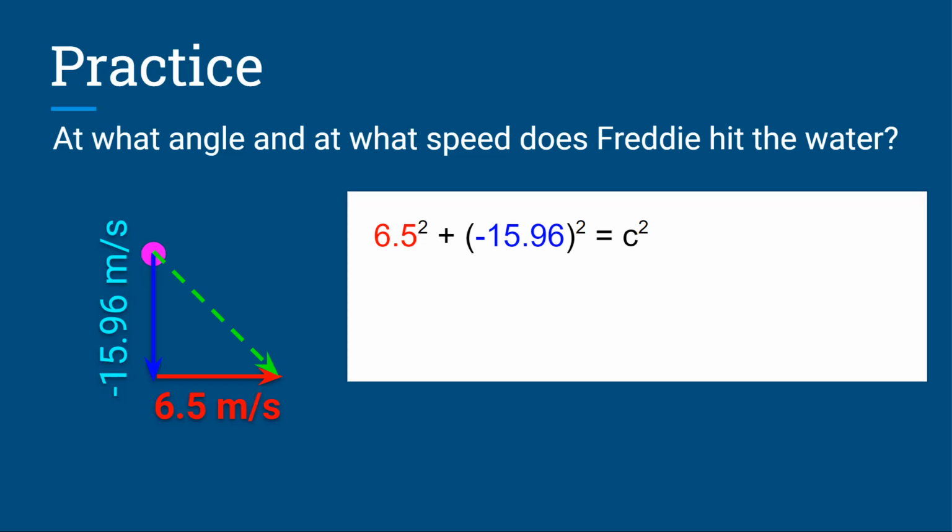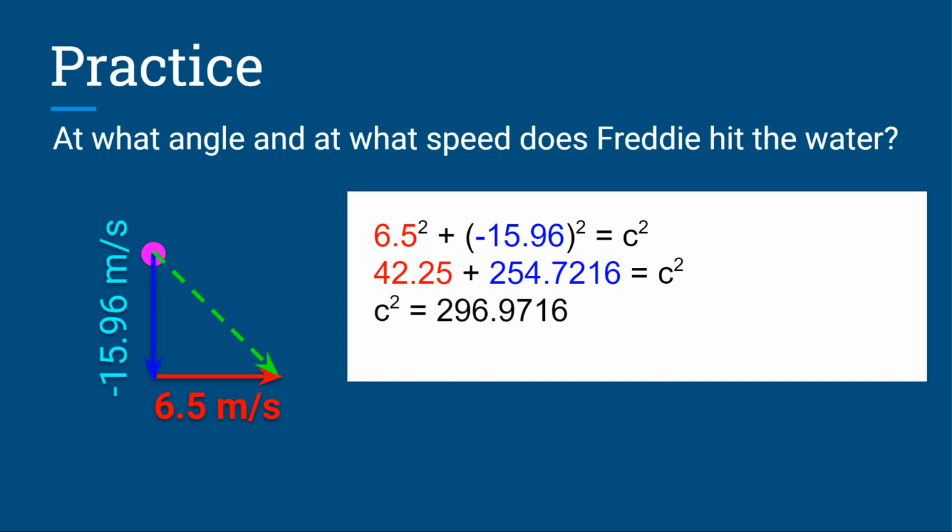Okay, so 6.5 squared plus negative 15.96 squared. Again, that negative really isn't going to matter, is it? Because we're about to square it. Equals c squared. When I square 6.5, I get 42.25. Negative 15.96 squared is 254.7216. Add those together, I get that number, and now I have to take the square root. Okay, so the square root of that, 296.9716, is 17.23 meters per second.